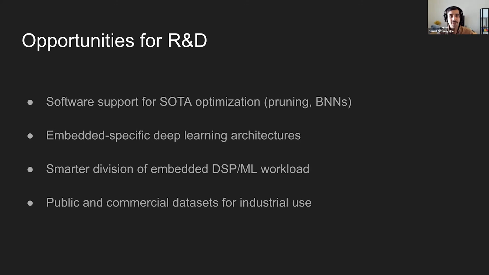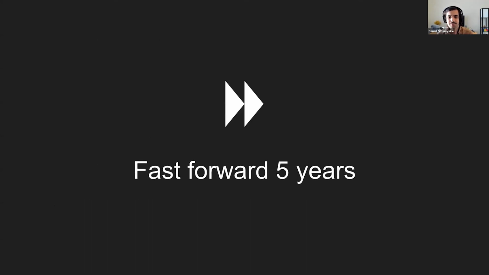And how do you split workload across co-processors and things like that? And then finally, we're really lacking public and commercial data sets for industrial use cases around sensor data. There's really a dearth of data out there that can be used for researchers and practitioners to experiment in coming up with these types of things. So I think there's some huge opportunities here to build some amazing tools and write some fantastic papers that meet some of these needs.